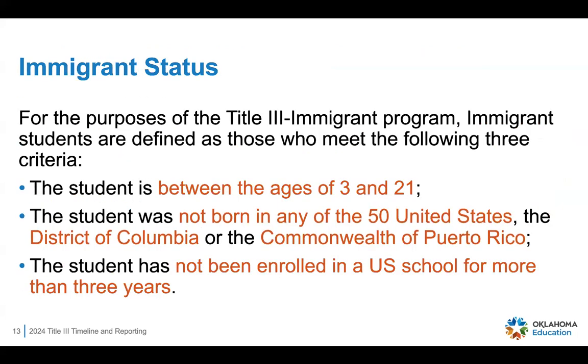Immigrant status. For the purposes of the Title III immigrant program, immigrant students are defined as those who meet the following three criteria. The first one, the student is between the ages of 3 and 21. The second, the student was not born in any of the 50 United States, the District of Columbia, or the Commonwealth of Puerto Rico. Again, not born. The third, the student has not been enrolled in a U.S. school for more than 3 years.